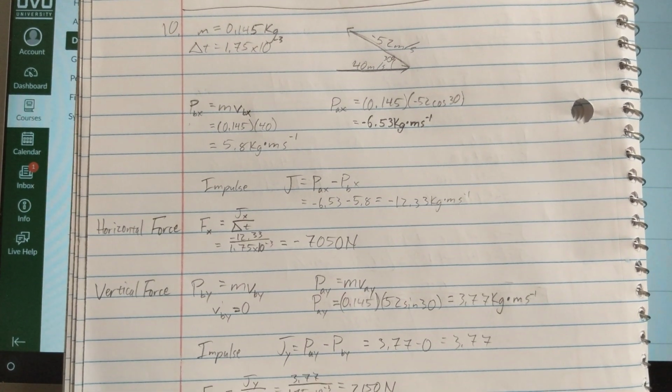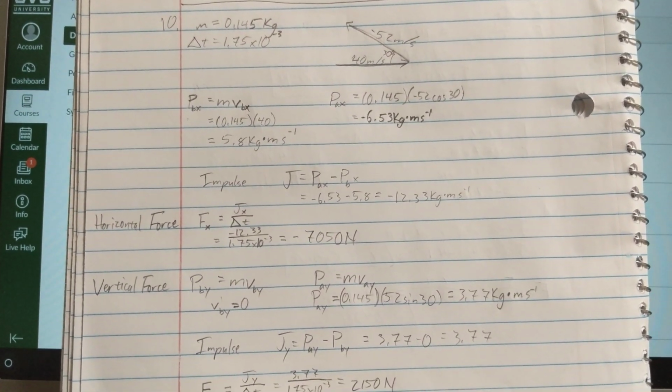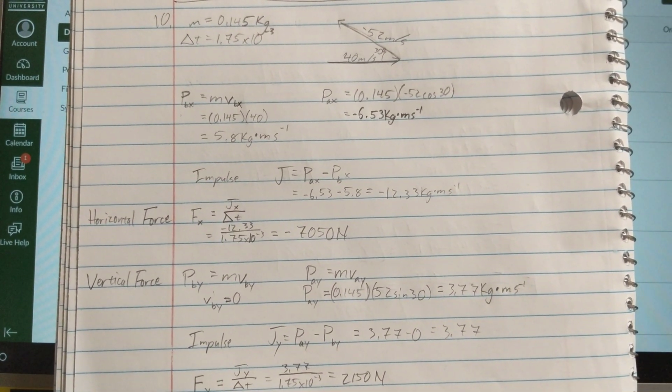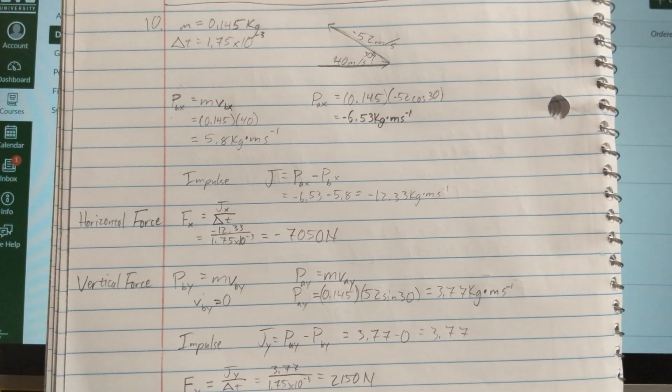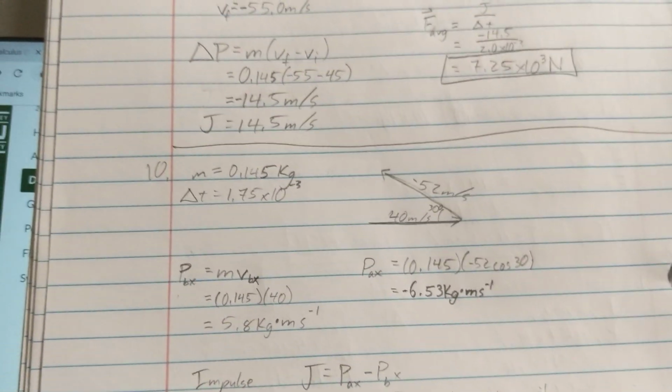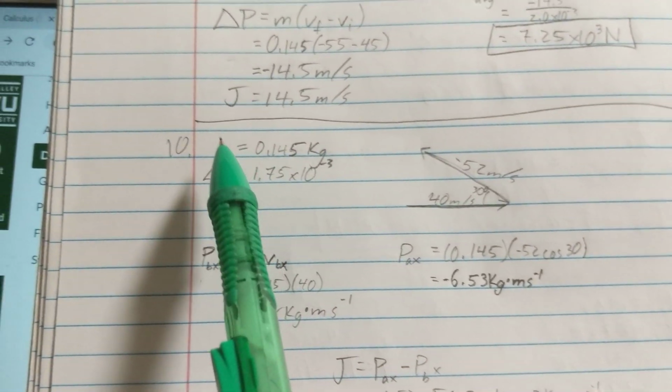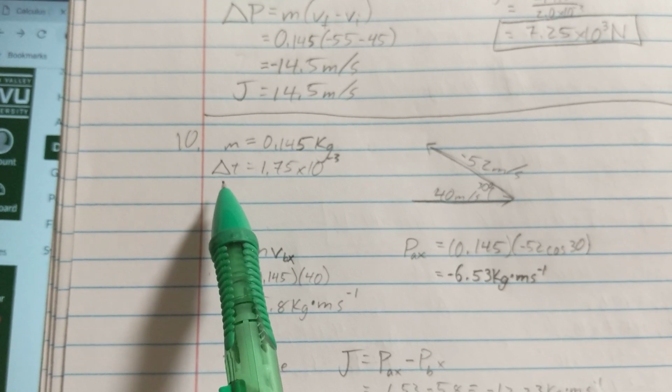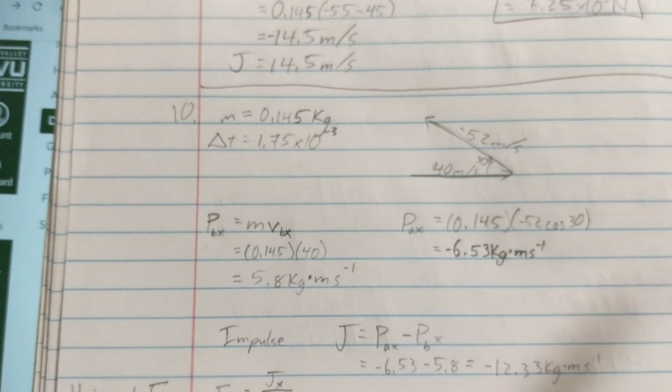If the ball and bat are in contact for 1.75 milliseconds, find the horizontal and vertical components of the average force on the ball. So, in order to do this, we first have a little diagram here. Our mass is 0.145 kilograms. Our change in time is 1.75 milliseconds.